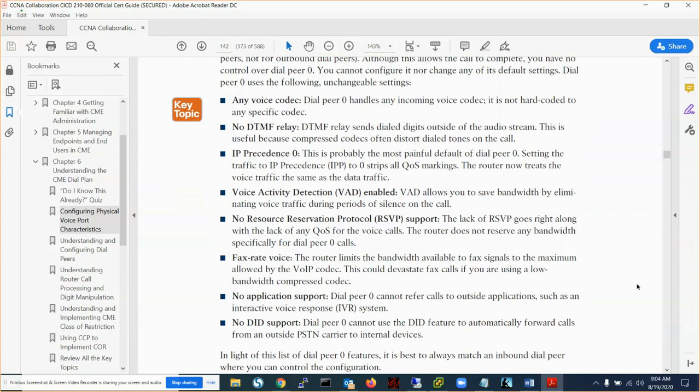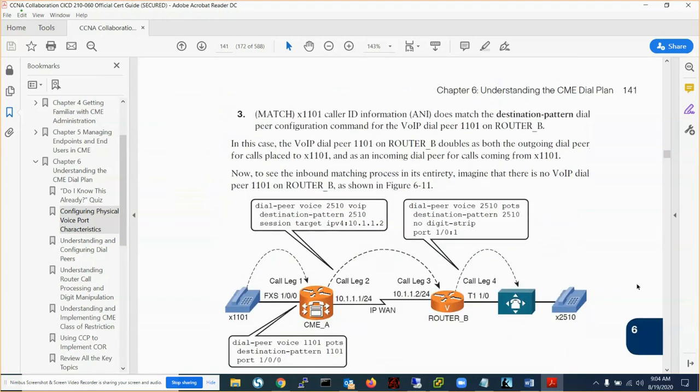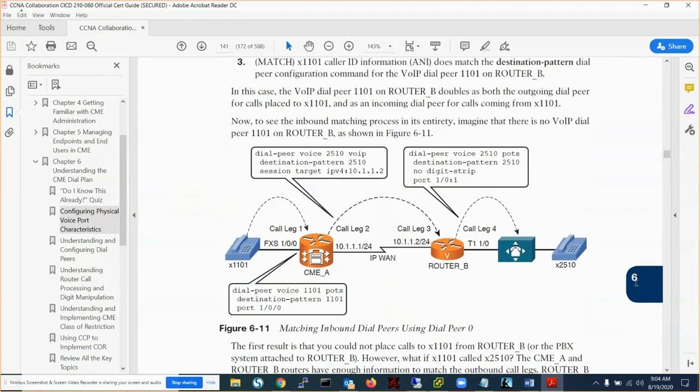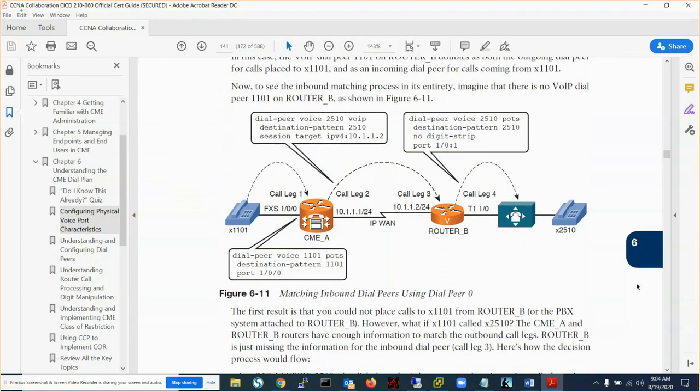If you're using that dial pair 0, you as a user wouldn't know, right? Mm-hmm. For X4. What's missing? The dial pair 2510? Now the call wouldn't happen because it wouldn't know where to send it.